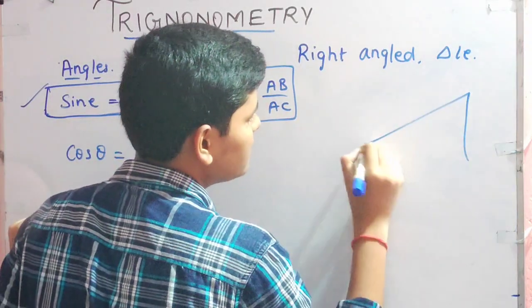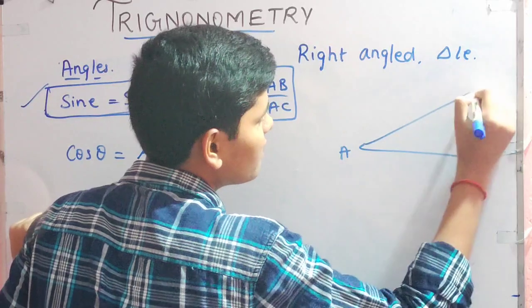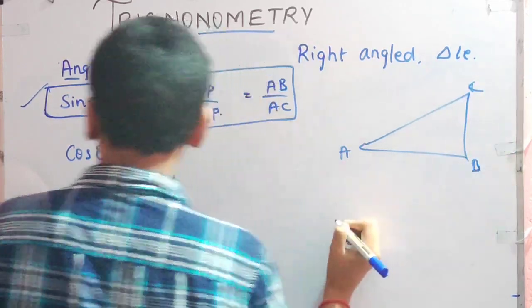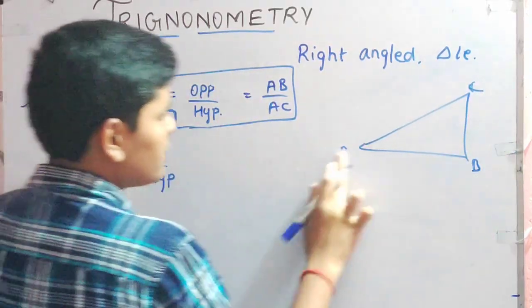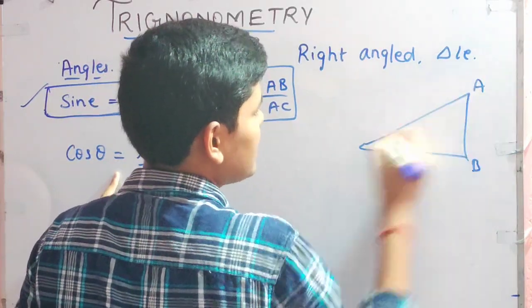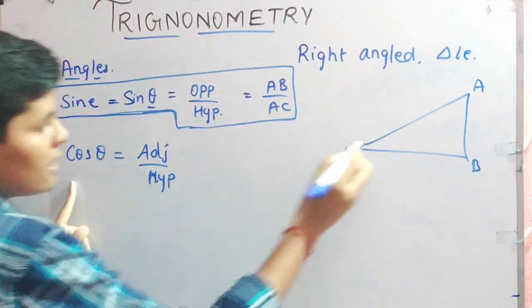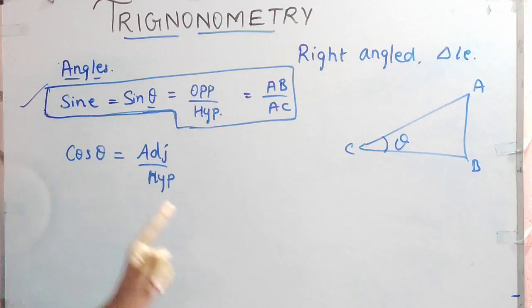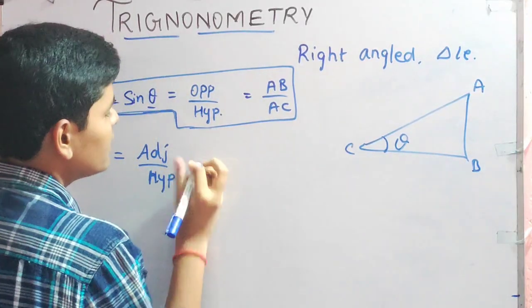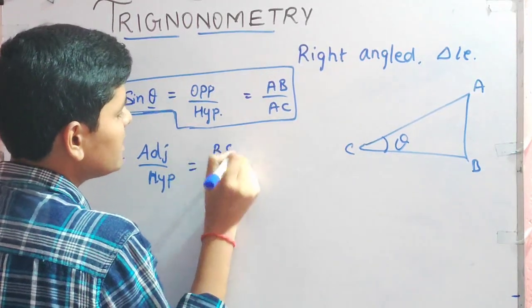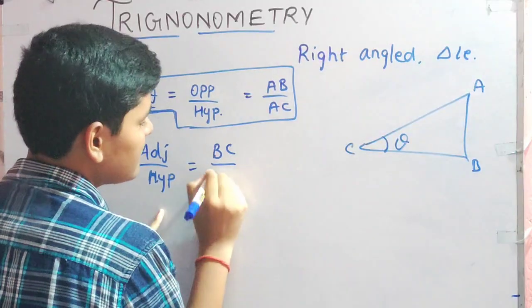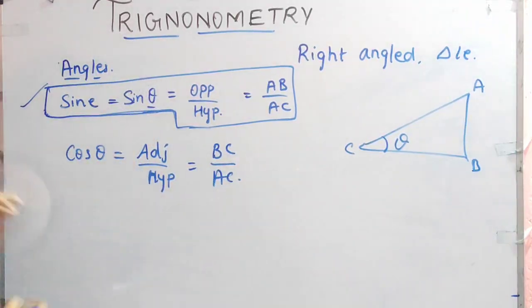This was our triangle A, B and C. Adjacent, this is the theta. We are taking C as the theta. Adjacent is the BC side. So that is equal to BC by hypotenuse, the longest side, that is AC. Okay. Now we have tan theta.